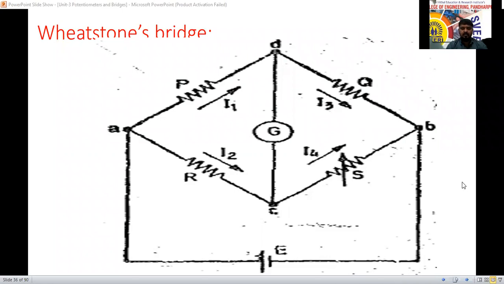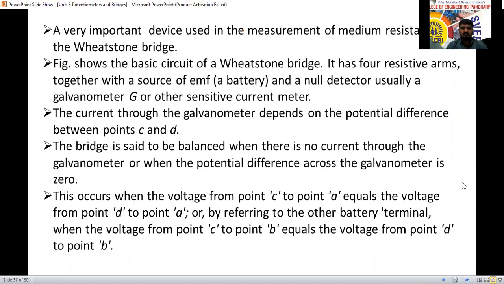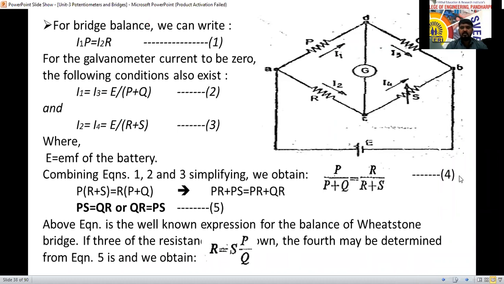Okay, so this part we have already discussed in the previous class. Actually, the point is where we have stopped with these equations. See here, in the explanation, we have understood that this is the galvanometer, the null detector. If the potential difference between AD and AC is equal, or BD and BC is equal, then the bridge is said to be balanced. On that condition, no current will flow here. It will act as an open circuit here.